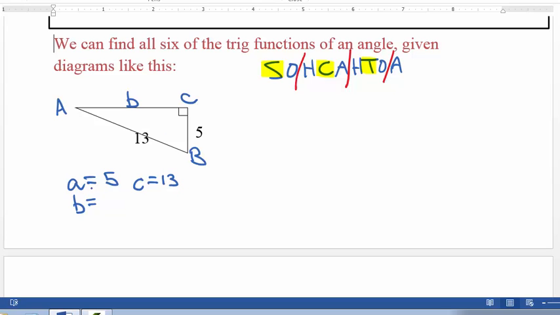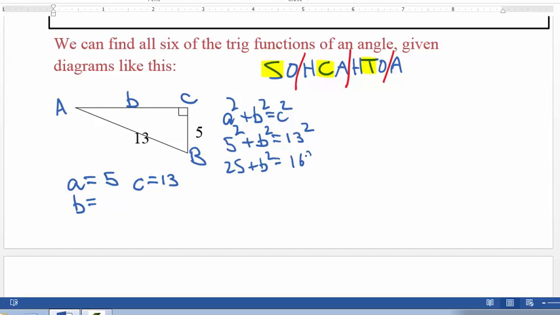Okay, so what I can do here is use my Pythagorean theorem. I know that a squared plus b squared equals c squared. Use this to find b. So I know a is 5, so I have 5 squared. b is what I don't know, so that's just b squared. And then c is 13, so this equals 13 squared. And now I just solve this equation. So 25 plus b squared equals 169. Subtract 25, and I have b squared equals 144.